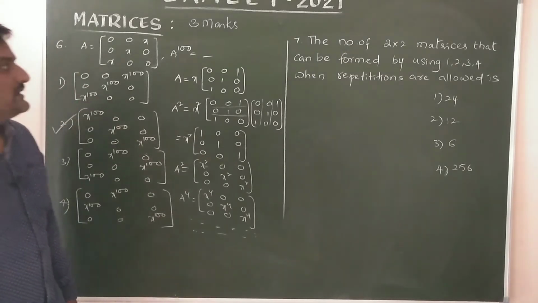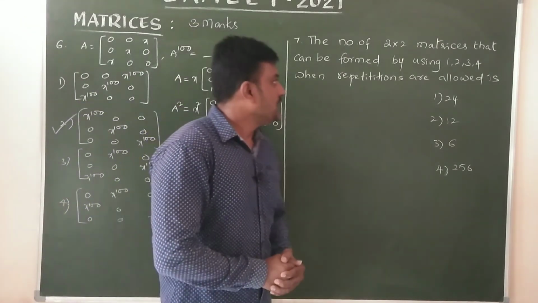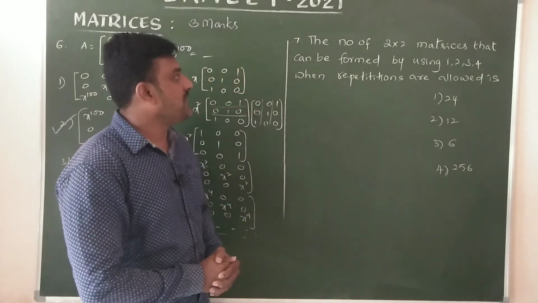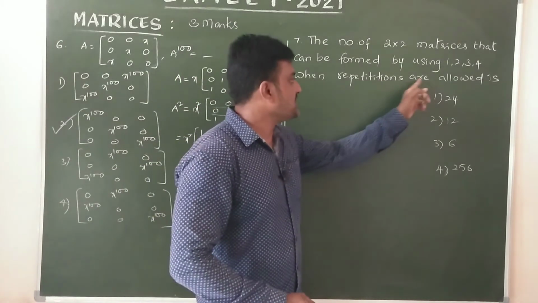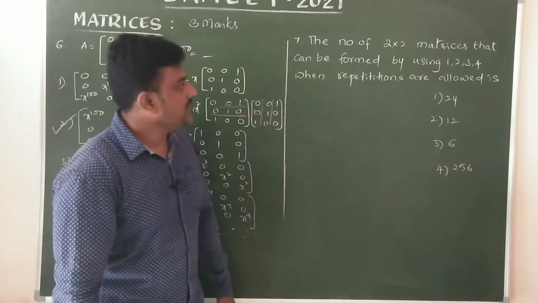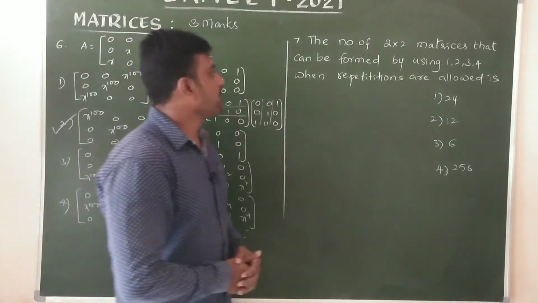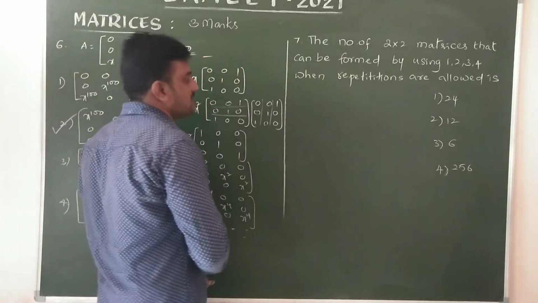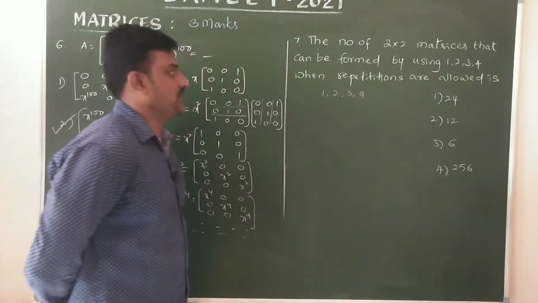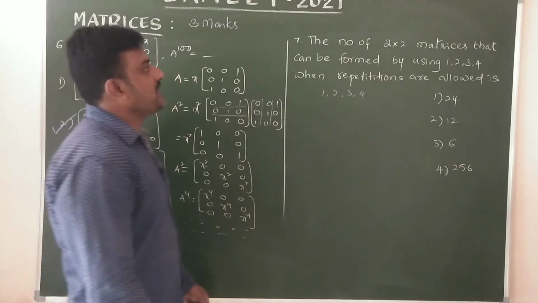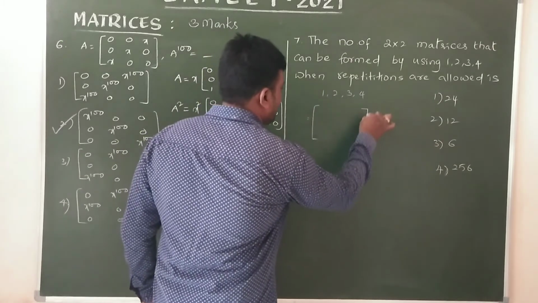Okay, let us go with the seventh one. The number of 2 by 2 matrices that can be formed by using 1, 2, 3, 4 when repetitions are allowed is. It is also linked with permutation and combination problems. Yes or no? What is given? The numbers 1, 2, 3, 4. What can be formed? A 2 by 2 matrix.